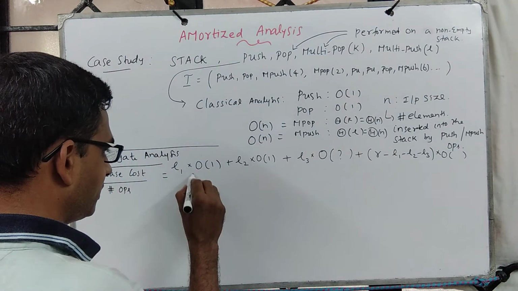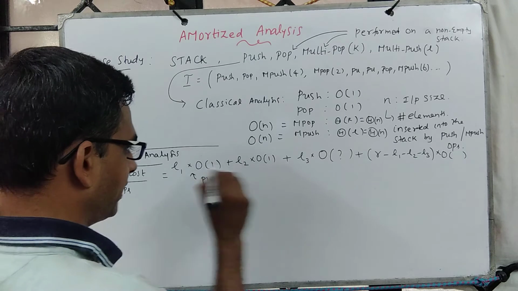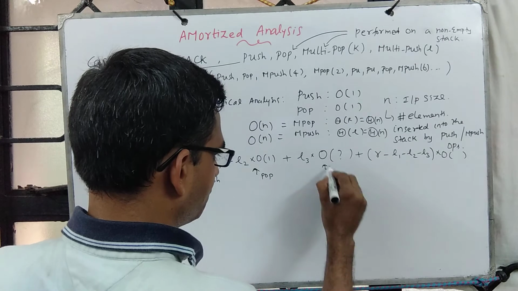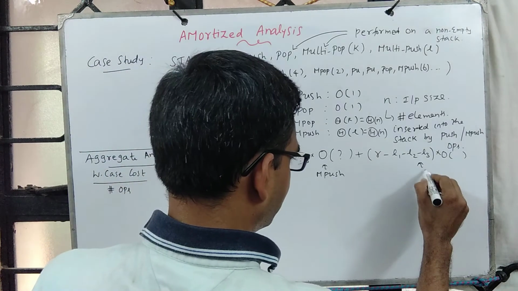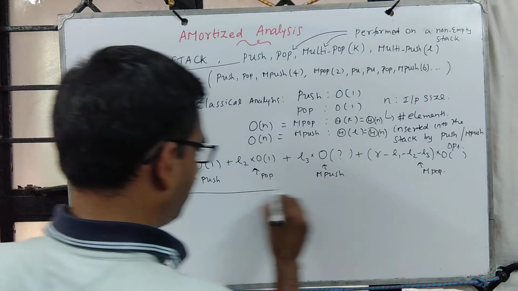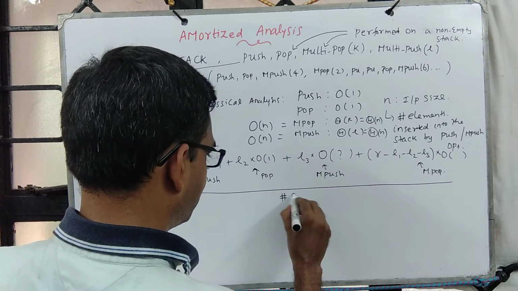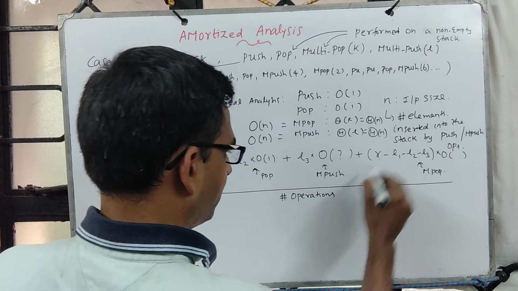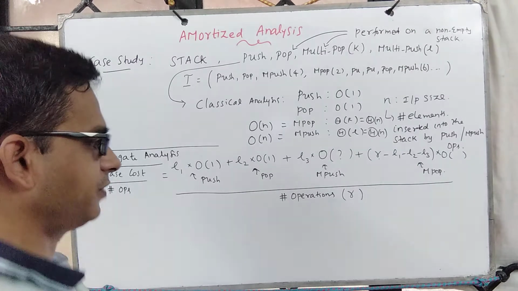So this is the cost of the number of push operations and their cost. This one is pop, this one is multi-push, this one is multi-pop, divided by the number of operations. So now we have assumed we perform R operations, so we say the number of operations is R.